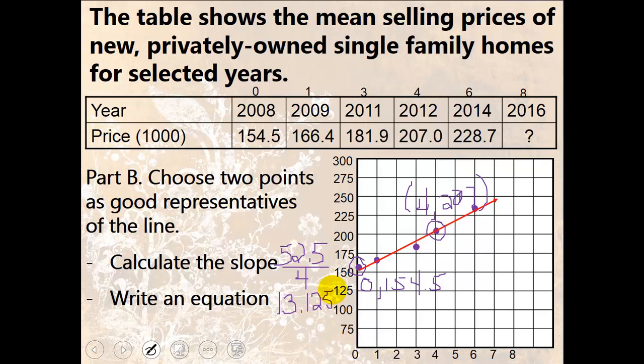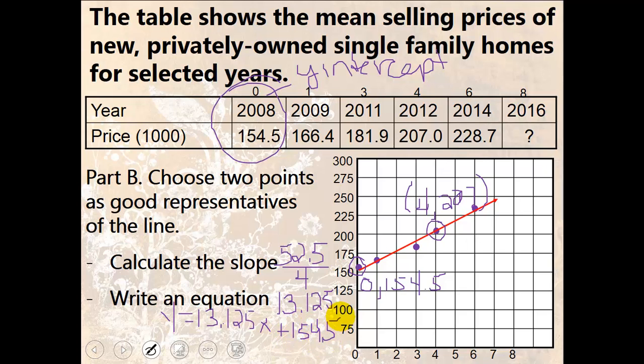So now I'm going to write an equation, and I'm going to use my y-intercept. Notice that this is your y-intercept. So I'm going to go straight into y-intercept mode, and I get y equals 13 and an eighth, 0.125x, plus 154.5. And that's my prediction equation.